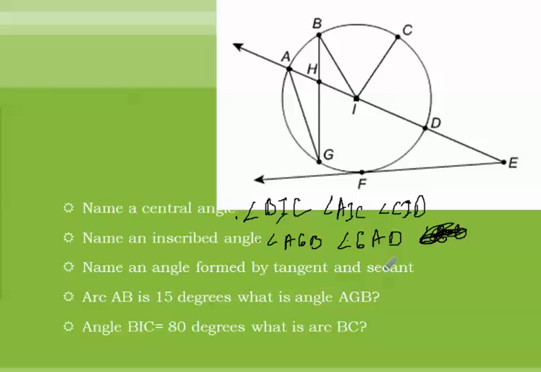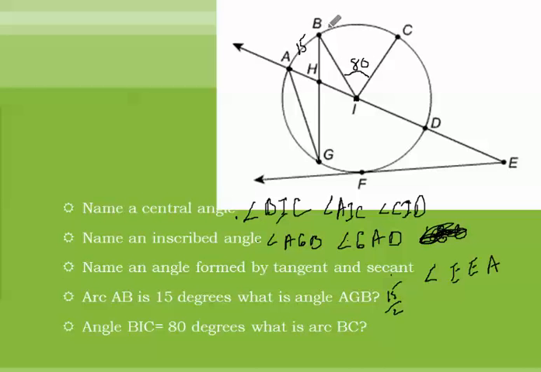Name an angle formed by a tangent and a secant. Well, the tangent line is EF, the secant is AE, so the angle there is going to be angle FEA. And if arc AB is 15 degrees there, what is the measure of AGB? Remember, the arc is twice what the angle is, so it's going to be 15 over 2. It's going to divide it in half. And angle BIC is 80 degrees in measurement.